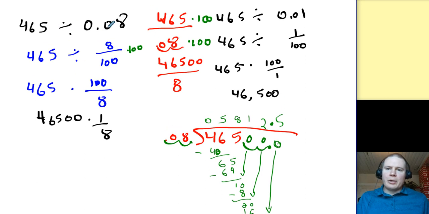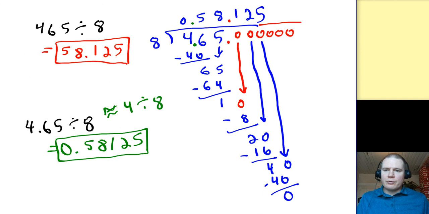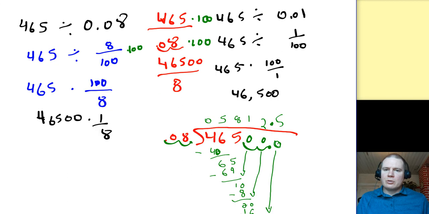465 divided by 8 is not the same as 465 divided by 0.08. 465 divided by 8, we got 58 and change. 465 divided by 8 hundredths, we get 100 times as much. This 58 is now in the hundreds place. We get 5,800. That 0.12 is now a 10 and a 2. And then the 5 is there. Right? And I can put my comma for the thousands versus hundreds place.